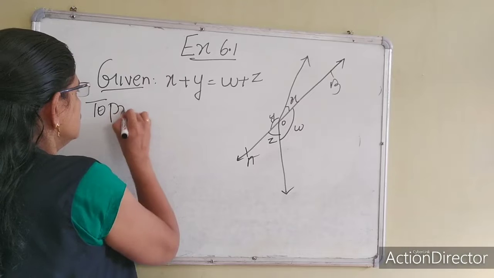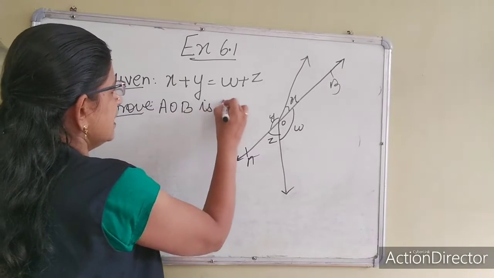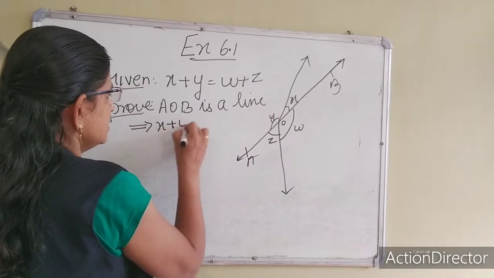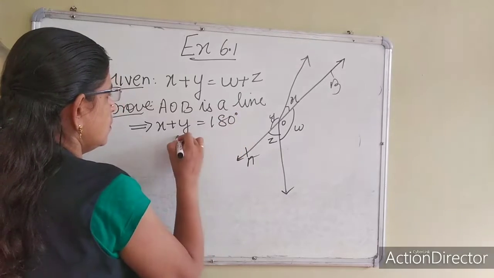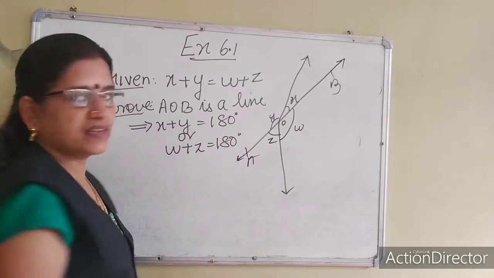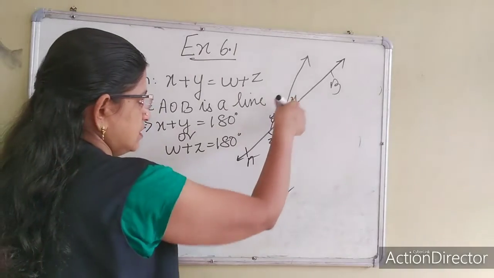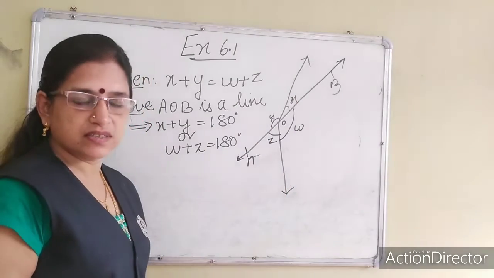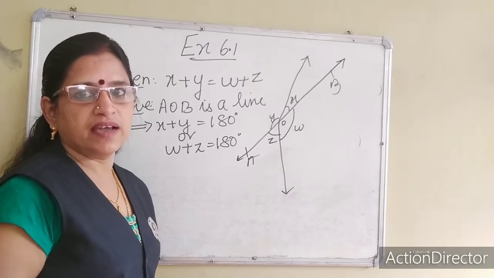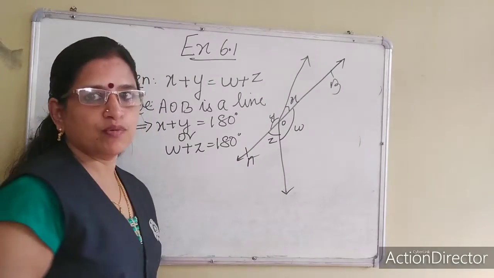So to prove AOB is a line, that implies x plus y is equal to 180 degrees or y plus z is equal to 180 degrees. You have to show this. Though you are able to see it here as a straight line, it is not a straight line unless it is given in the question that AOB is a line. You should not assume by yourself. Here you have to prove that AOB is a line.